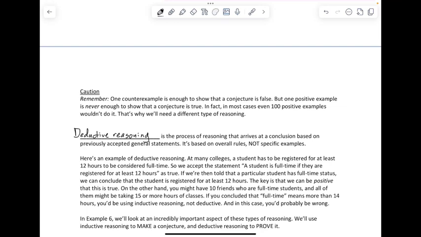So in our next example, we will look at an incredibly important aspect of these types of reasoning. We'll use inductive reasoning to make a conjecture, and then we'll use deductive reasoning to prove it.